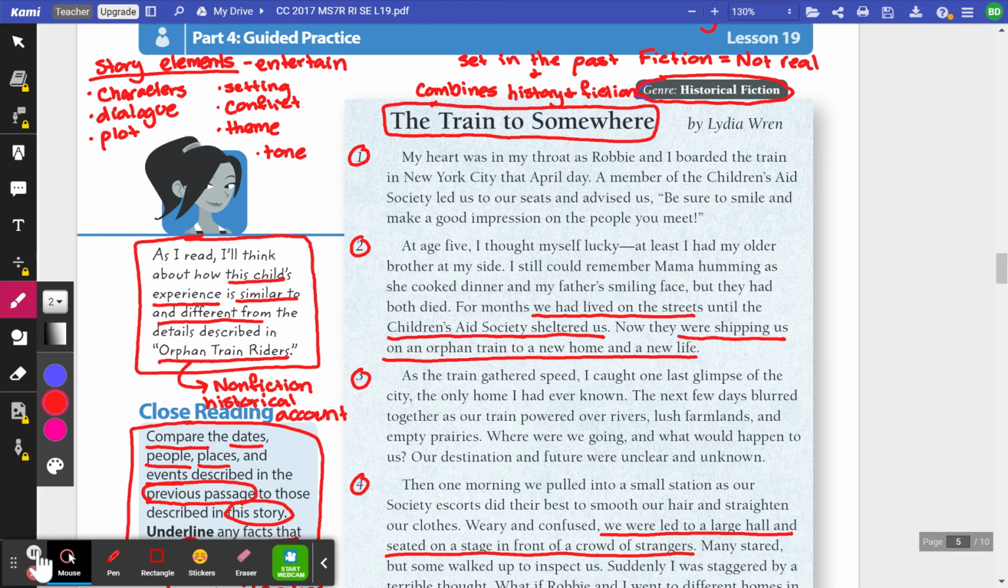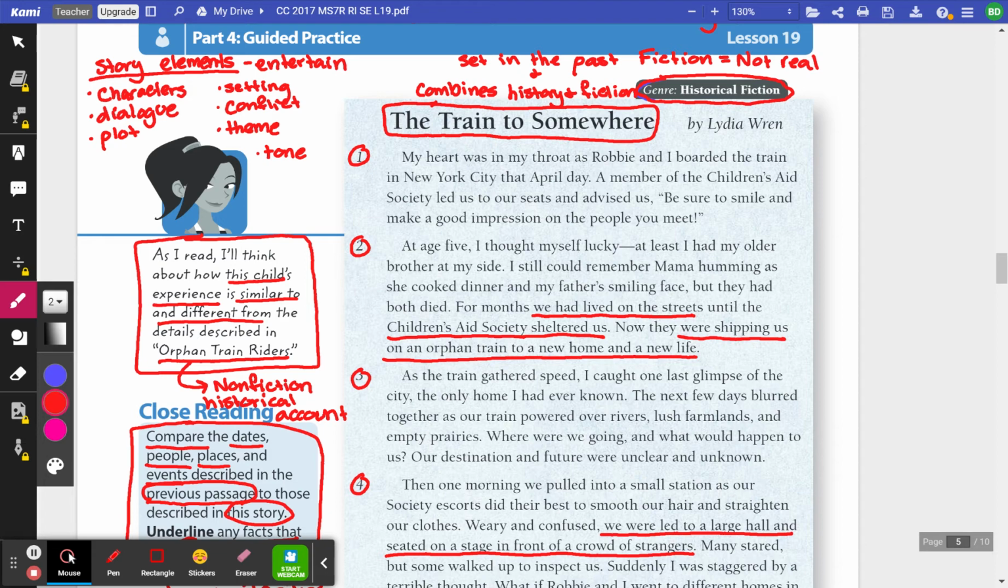All right, guys, I'm assuming that you are back because you have completed your first close reading and you are ready to go through it and kind of talk about some things. So, I'm going to show you guys what I underlined. You may not have underlined the exact same thing as I did, and if you didn't, that's okay, but you need to make sure whatever you underlined can also be found in the historical account on the previous page. So let's go ahead and get started.